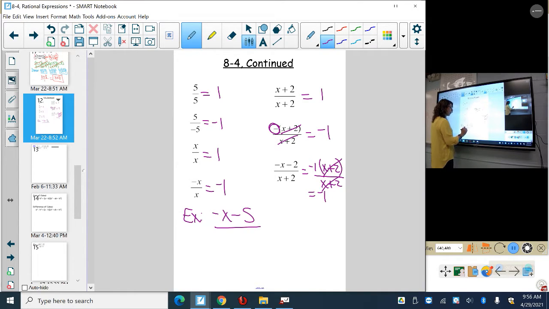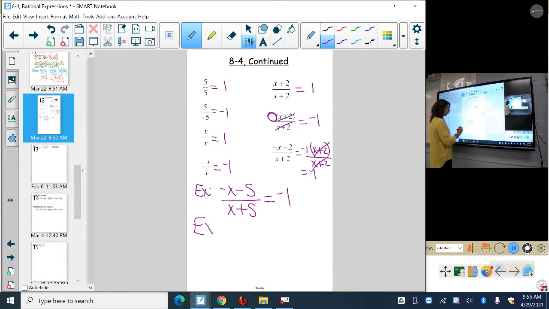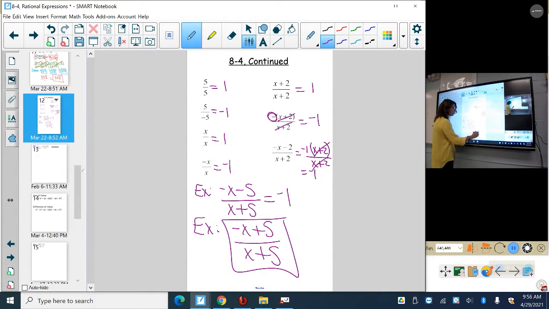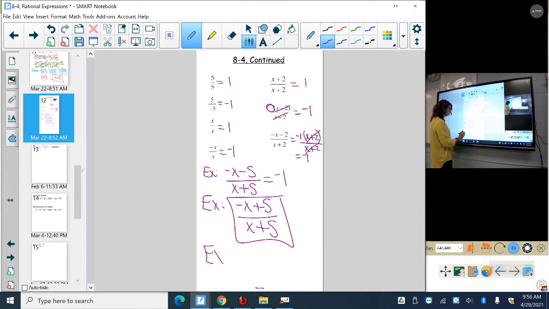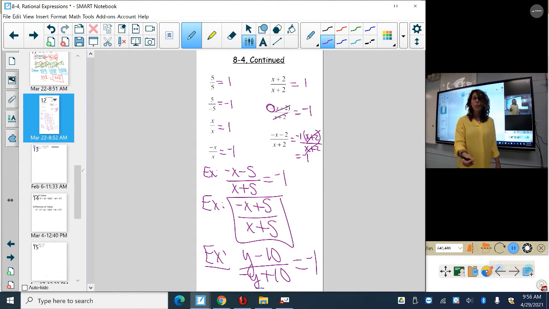-x minus 5, positive x, positive 5. That gives you -1. -x plus 5, x plus 5. The x's are opposite, but the 5's are the same. Can't do anything with it. It's stuck just like that. Okay? Y minus 10, -y plus 10. The y's are opposite, the 10's are opposite, it's -1. How do you confirm that? Pull out a -1 and make them look the same, okay?